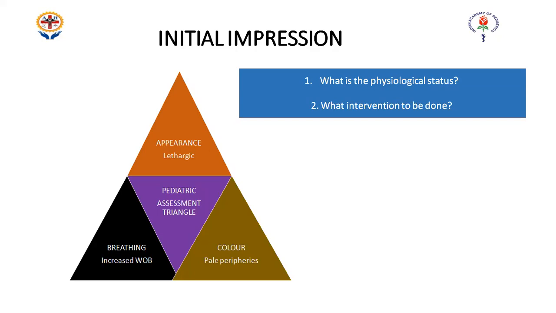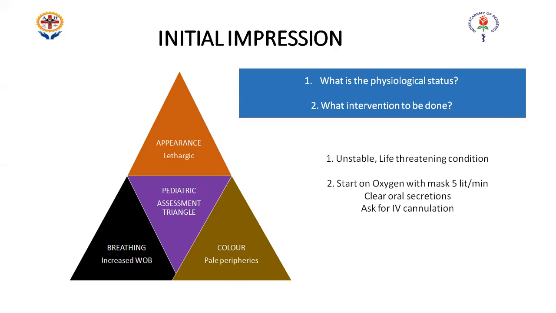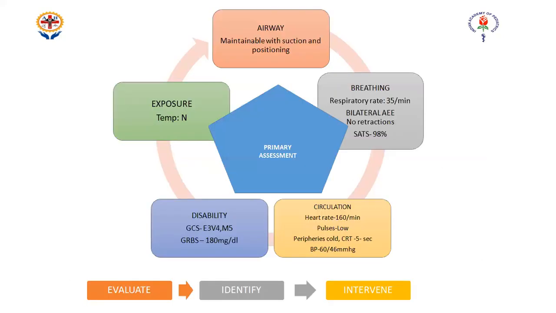What we have to do now, in an unstable, life-threatening condition, is ABCD management. Before that, because we have not moved to the primary impression and are only at the initial stage, start oxygen and give a fluid bolus of 10 ml per kg push. I have not told you the BP yet. So you need to start oxygen, get IV access, and quickly do the primary assessment. Because the child had frequent epistaxis and vomiting, we need to clear the oral secretions. And you get IV access and get the samples here.